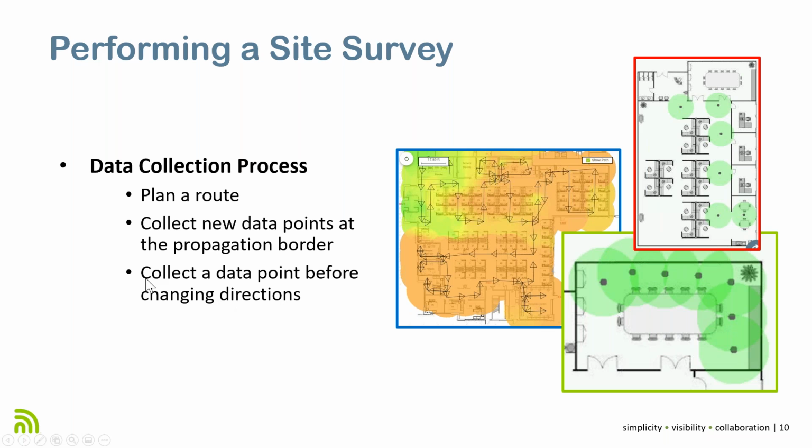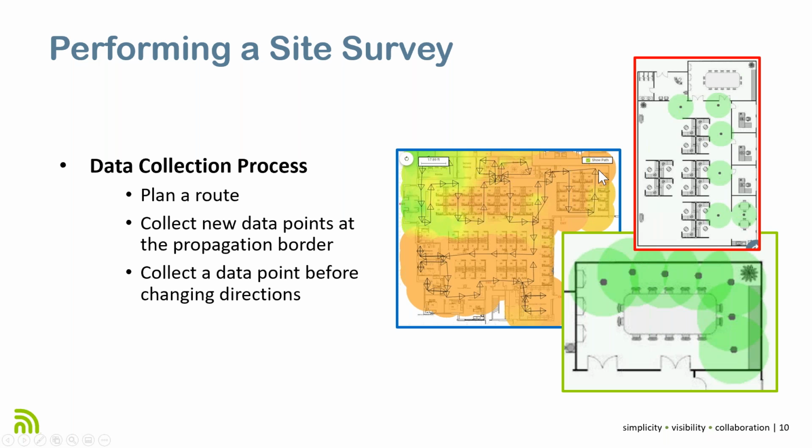Another tip, a very important one, and again, this applies to almost every site surveying tool, is to collect a data point before changing directions. So let's say that I start here, I walk, oh, I need to change directions. Even if I'm not at the border, let's click in there. That will tell the AirMapper software that, hey, you're changing directions.